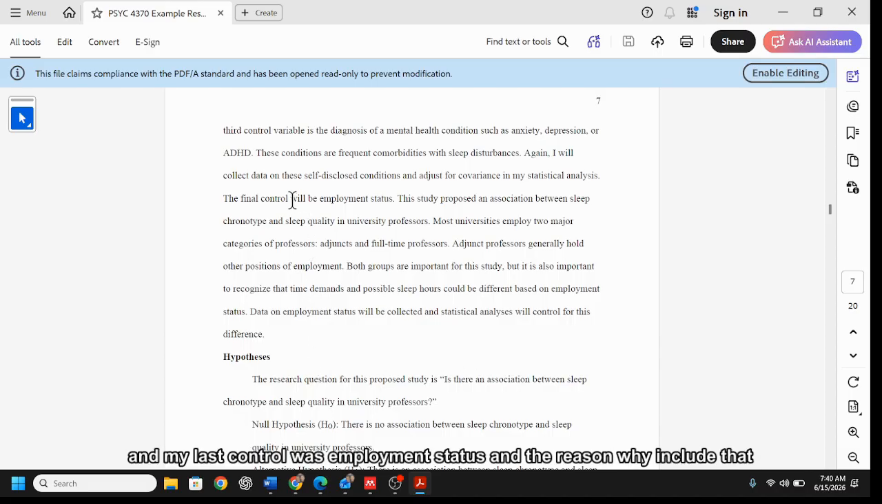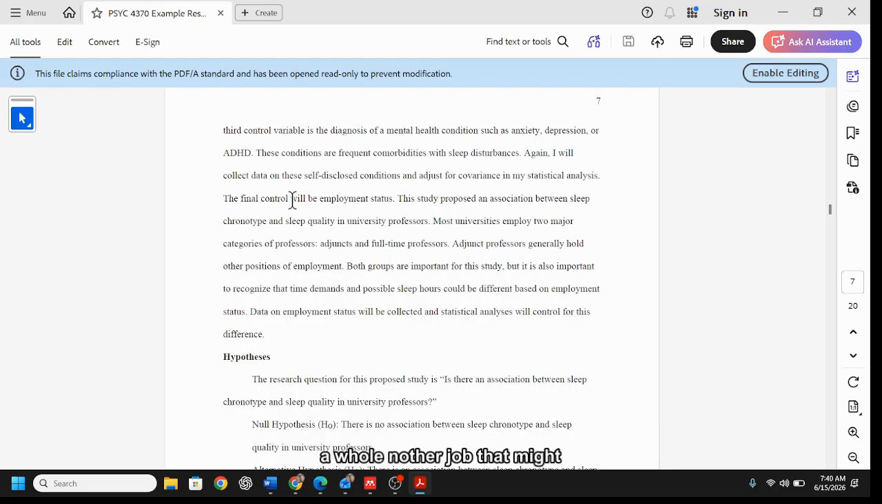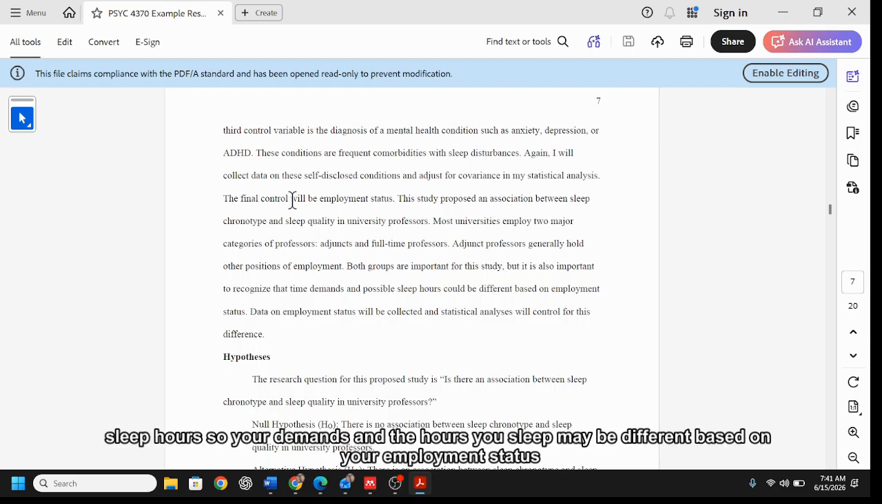And then my last control was employment status. And the reason why I include that is because in a university setting, you generally have two types of professors. You have tenure track or tenured professors who are full-time, and then you have people like me who are adjuncts, who teach 1 or 2 classes per semester. So that means most adjunct professors generally hold another full-time employment outside of the university. I included that because my thought process was that if I'm having to work a whole other job, that might increase time demands and possibly sleep hours.